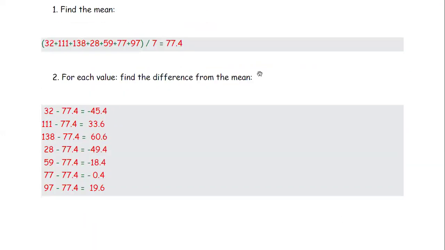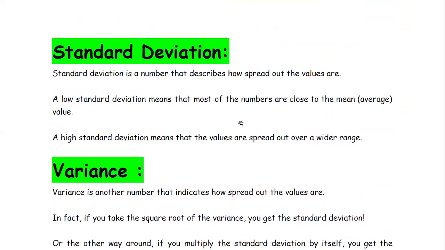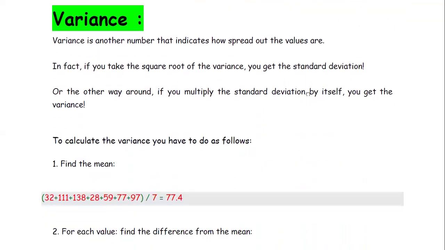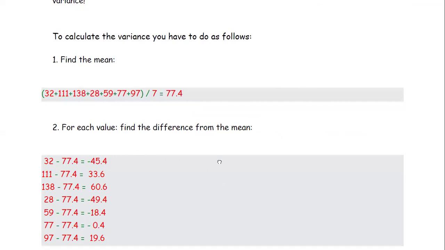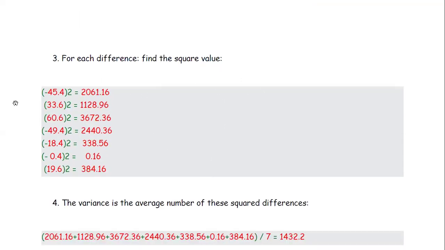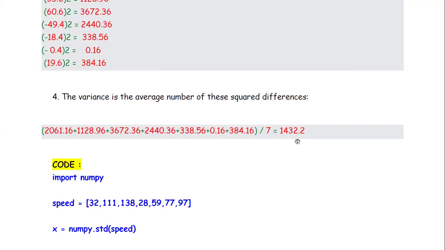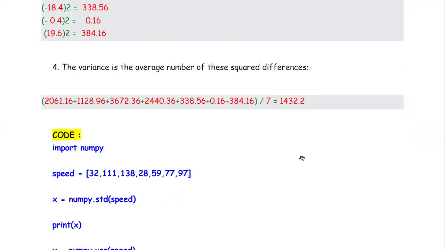So let me summarize. Standard deviation tells how the values are spread out, whether they are close to the mean or away from the mean. For variance, first you find the mean, then from each data point you subtract the mean, then you find the square of all those differences, and then sum them up and find the mean, and this mean will be the variance.